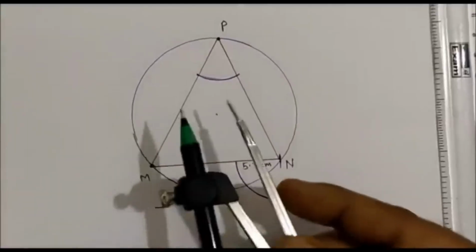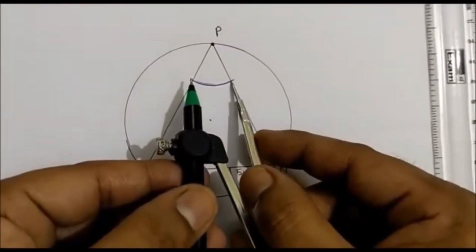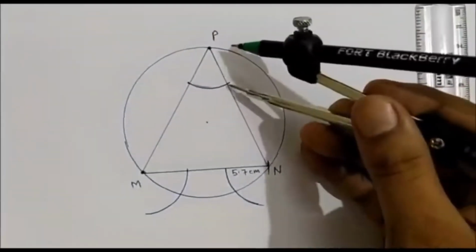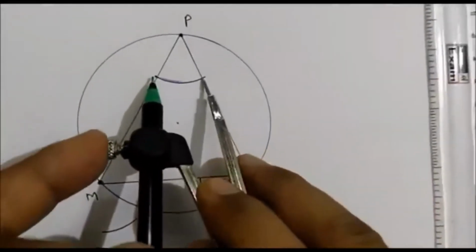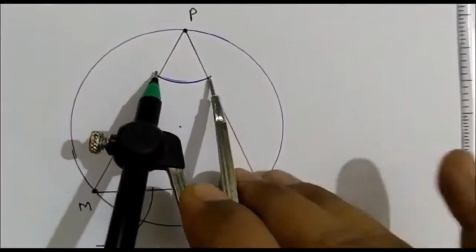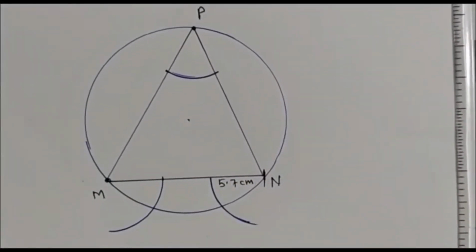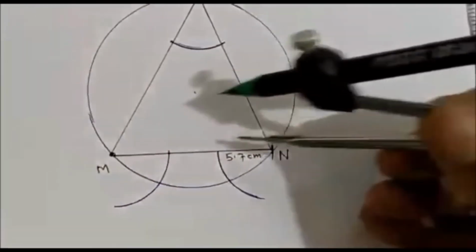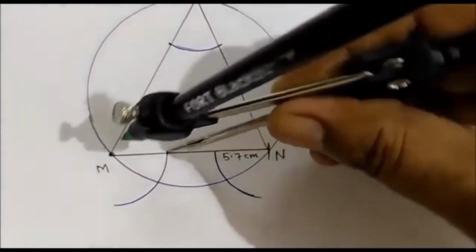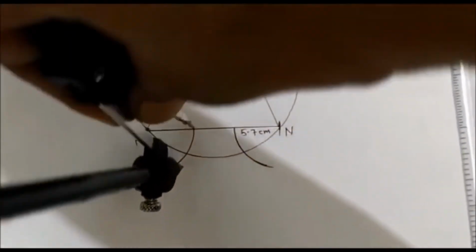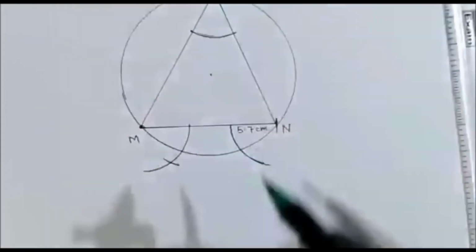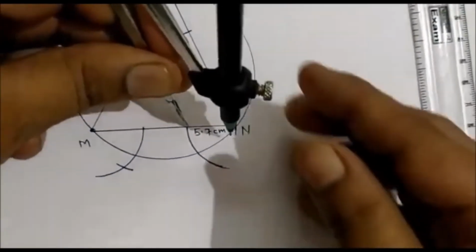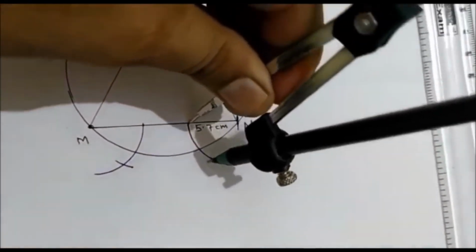Okay, now after this, we'll take this distance. From this point to this point, take the distance. Okay students, take this distance, and now keep it at this point on this chord MN, this line. Keep the rounder here and cut this previous arc. And similarly here, cut at this point and cut this previous arc.